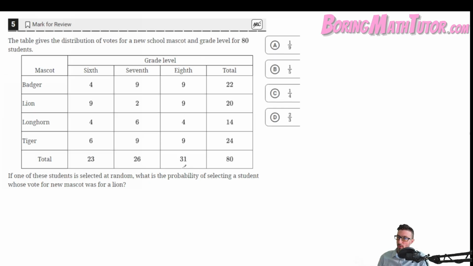I want y'all to remember that this is only problem 5. That means you need to be able to get these ones done in seconds. So we're just going to look at the actual question.